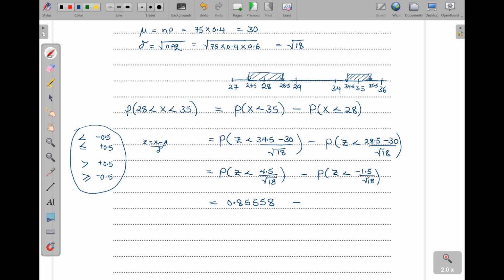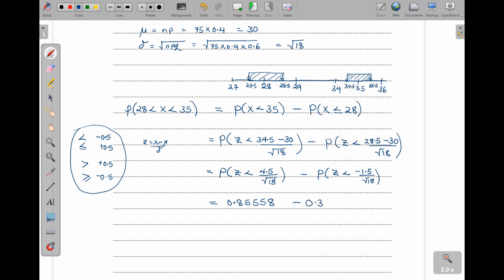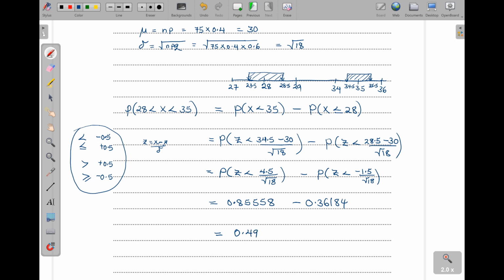How about when I put negative 1.5 over root of 18? I'll just come to this and change to negative 1.5, and then press equals. That is 0.36184. When I subtract these two, what do we get? 0.85558 minus 0.36184 will be 0.49374, but to 3 significant figures, I'm going to write 0.494.